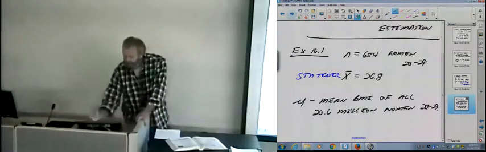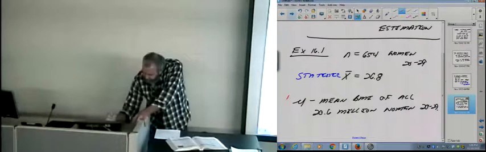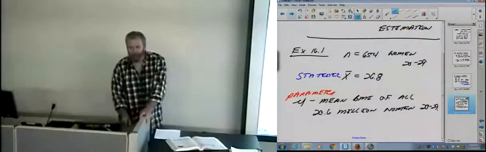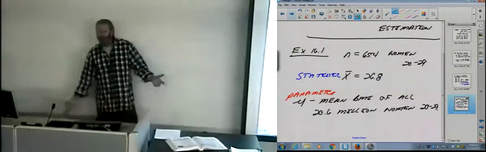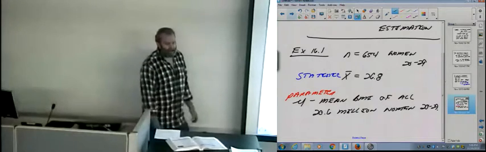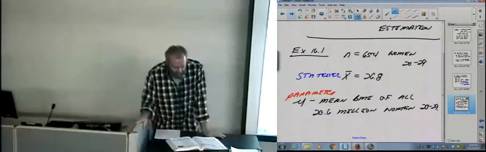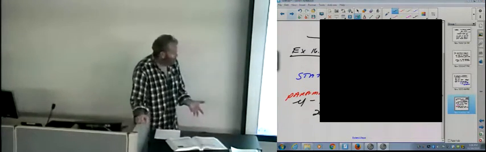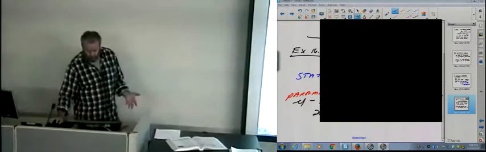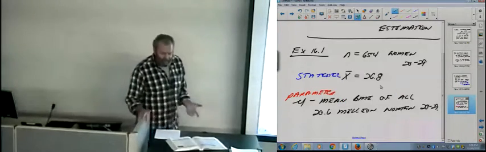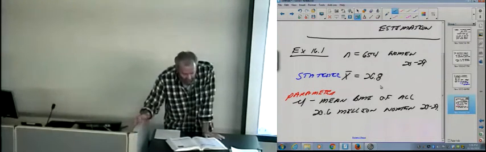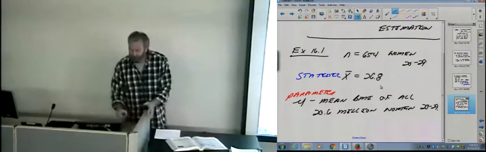This right here, this is your parameter. That's an unknown quantity about a population. It's an unknown quantity about all 20.6 million women aged 20 to 29. It says, to match the simple conditions, we'll treat the sample as an SRS from a normal population with a known standard deviation of sigma equal to 7.5.